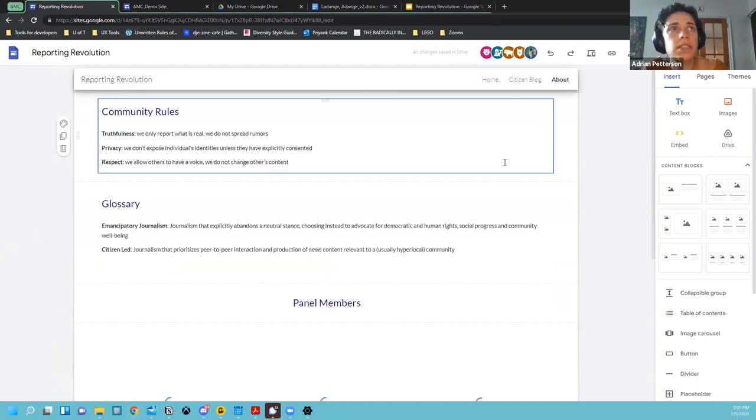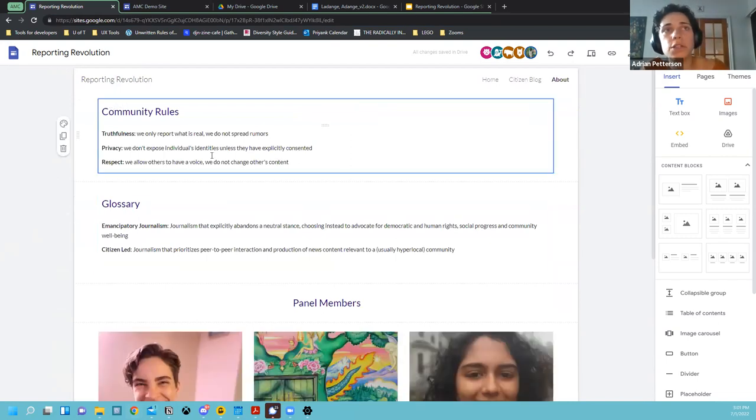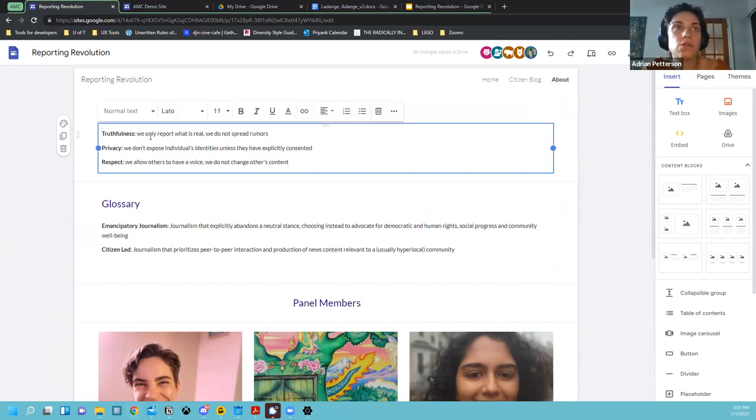On the About page, we've already posted a few community rules here. So when you're practicing citizen media, you want to make sure that you stay with truthfulness. We only report what is real and don't spread rumors when we're practicing citizen media. This is really important, especially in the age of fake news. Even if it's sensational and it's going to get in touch with the movement, we want to stick to the truth. Privacy, we don't expose individuals' identities unless they have explicitly consented.